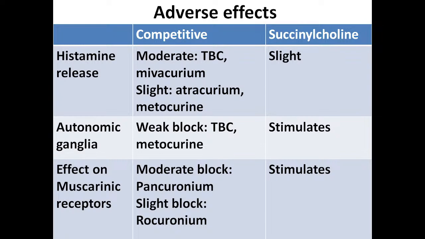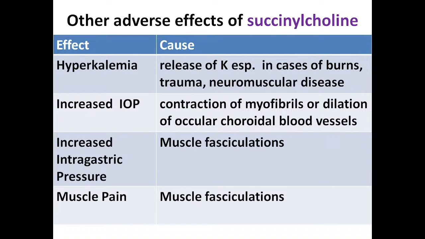Some of the competitive blockers, like pancuronium, cause a moderate block of muscarinic receptors, which would lead to tachycardia. Vecuronium causes a slight block, so it can cause a slight tachycardia. As I've already said, tubocurarine and metocurine are not commonly used nowadays.